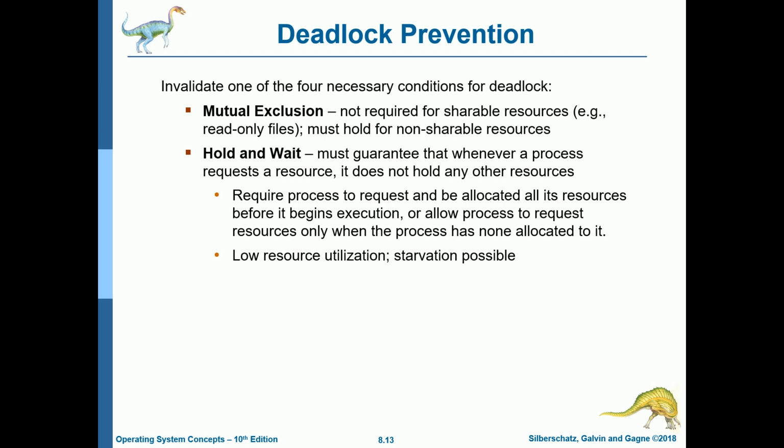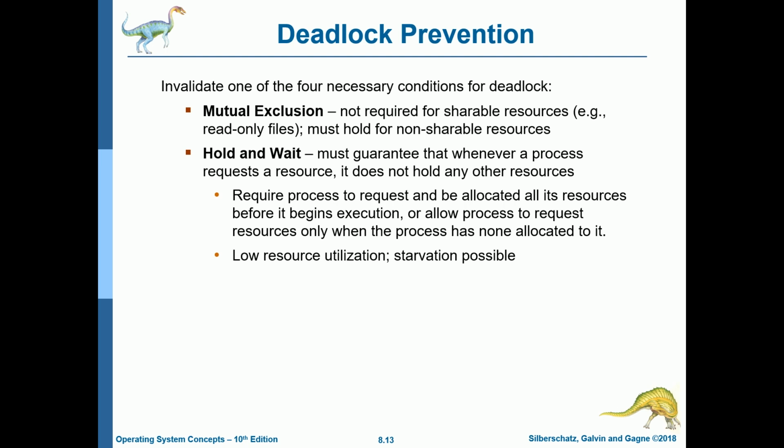Now let's look at hold and wait. To ensure that the hold and wait condition never occurs in the system, we must guarantee that whenever a thread requests a resource, it does not hold any other resource. One protocol that we can use requires each thread to request and be allocated all of its resources before it begins execution. This, of course, is impractical for most applications due to the dynamic nature of requesting resources.